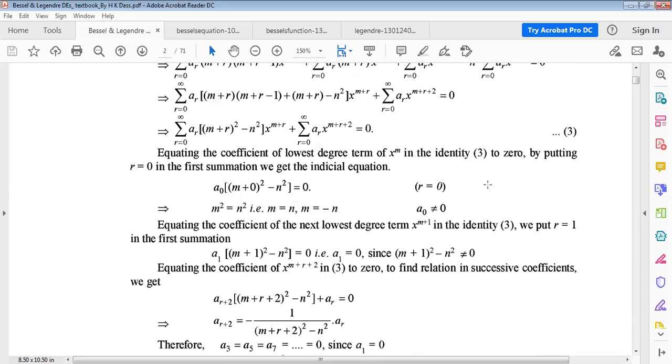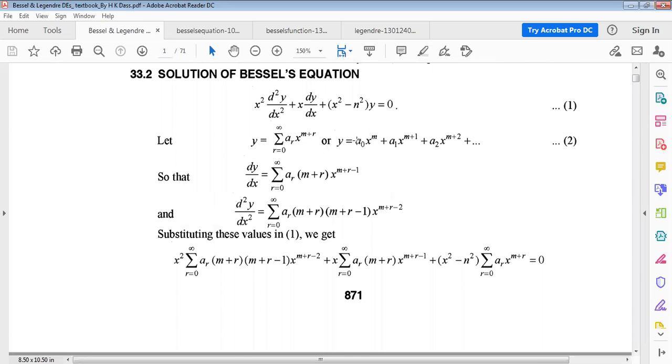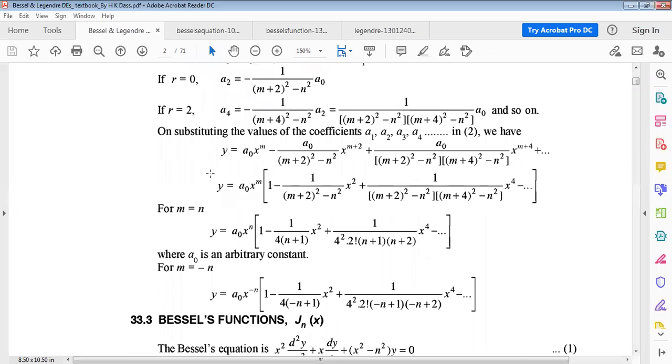In equation 2. Why? This is actually the solution series. This is actually the solution of this differential equation. So we get y equals this whole term, just putting first a1, a2, a3, a4, etc. We get this. So y equals this will be, after taking common a naught x to the power m, we get this third bracket.